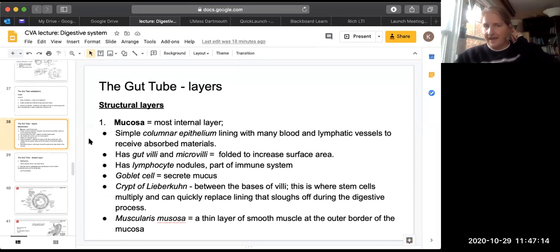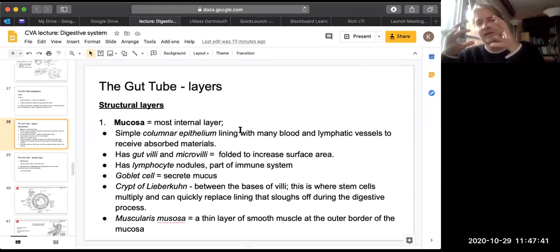Okay, so looking at the anatomy of the gut tube, there's some layers we can talk about. So just imagine the tube, right? So the innermost part of the tube is called the mucosa. Okay, so it's a simple epithelium, so organized columns of cells that line the inside of the gut tube.